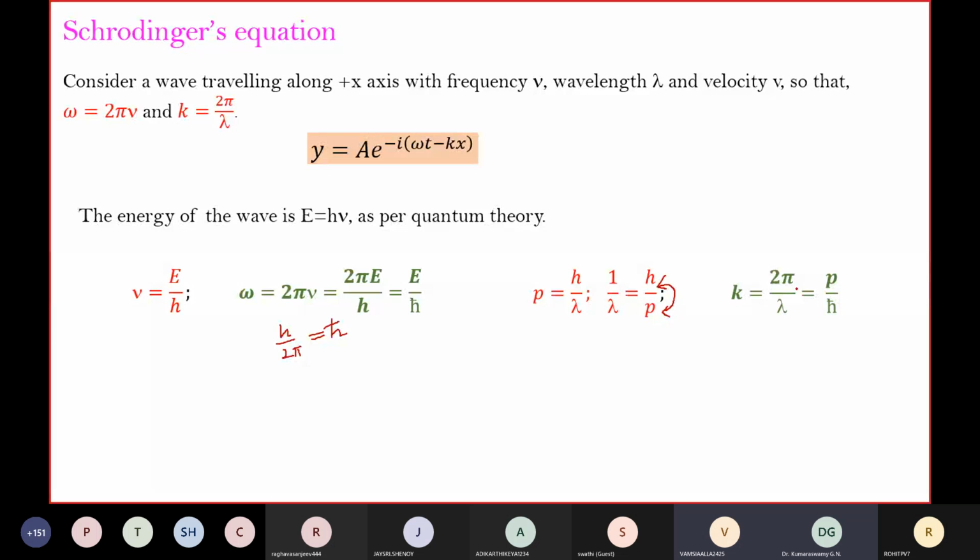Then your k is 2 pi by lambda. Substitute for 1 by lambda, we have p by h. Of course, 2 pi goes below h and it becomes h cross. So k is equal to p by h cross. Omega is equal to E by h cross, k is equal to p by h cross.